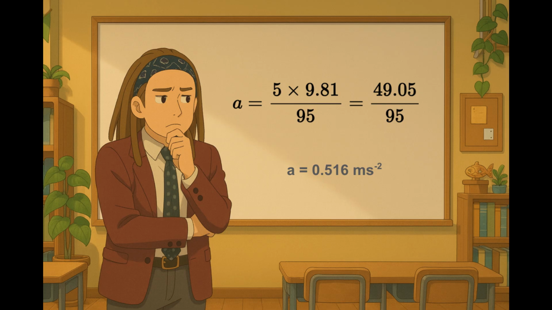a equals 5 times 9.81 over 95. a equals 49.05 over 95. a is equal to 0.516 meters per second squared. The downward acceleration of M1 is approximately 0.516 meters per second squared.